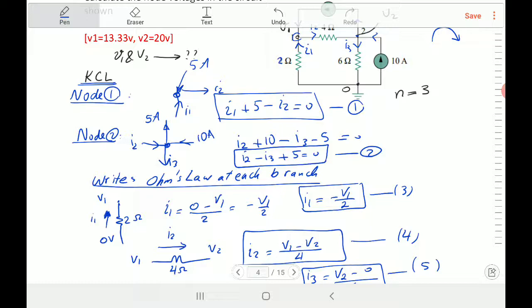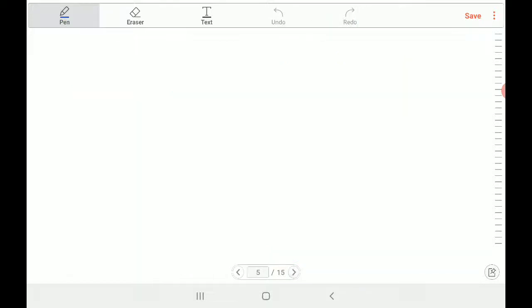That's equation number 1, and I'm going to use the equations for I1 and I2. I1 is equal to minus V1 over 2, and I2 is equal to V1 minus V2 over 4. Okay, let's go to the empty space here. I will write again for you not to forget: I1 plus 5 minus I2 equals 0. That was equation number 1.